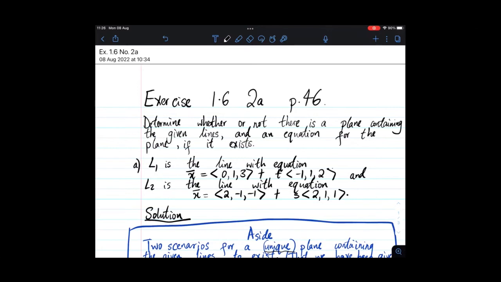We need to say, yes, there's a plane containing, or no, there's no plane. And then if the answer is yes, then we can then determine what the plane is, or an equation of what the plane is. Obviously, an equation will not be unique if it exists. You can have several expressions of this for the same plane.